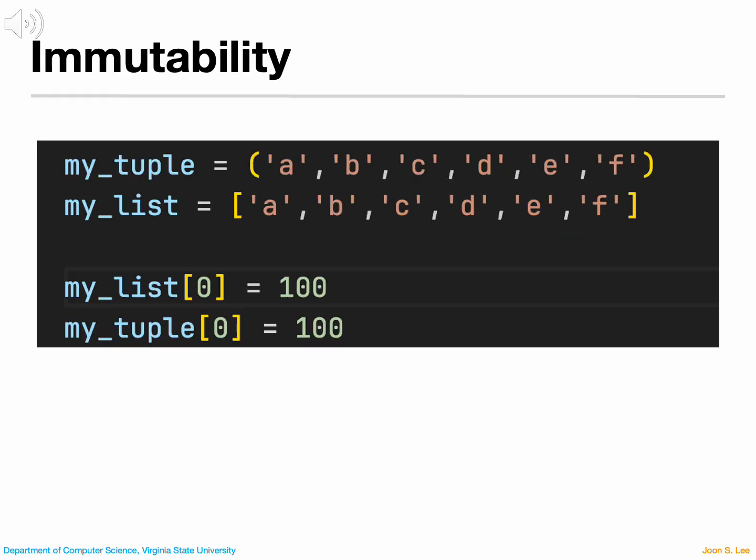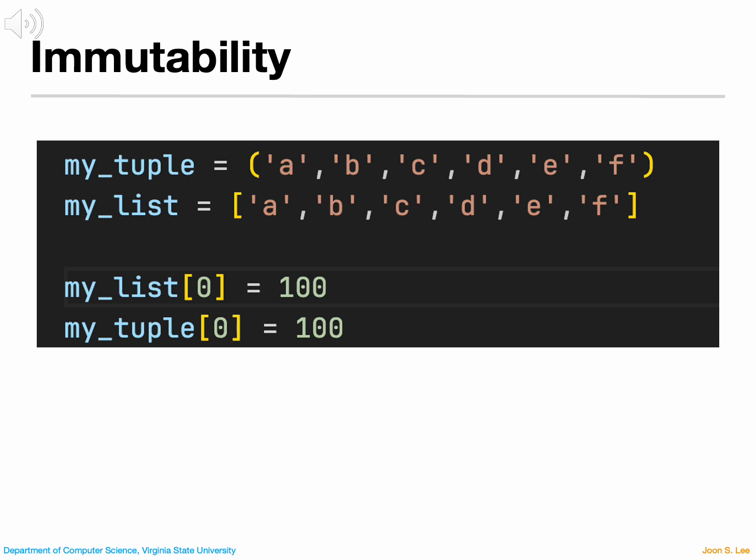Here we can clearly see the difference between a list and a tuple when it comes to mutability. At the top, we have 2 variables, my_tuple and my_list. They look almost identical, but the first one uses parentheses, so it's a tuple, and the second one uses square brackets, so it's a list. When we try to change the first element of the list using my_list[0] = 100, Python allows it. The list is mutable, meaning it can be modified after creation.